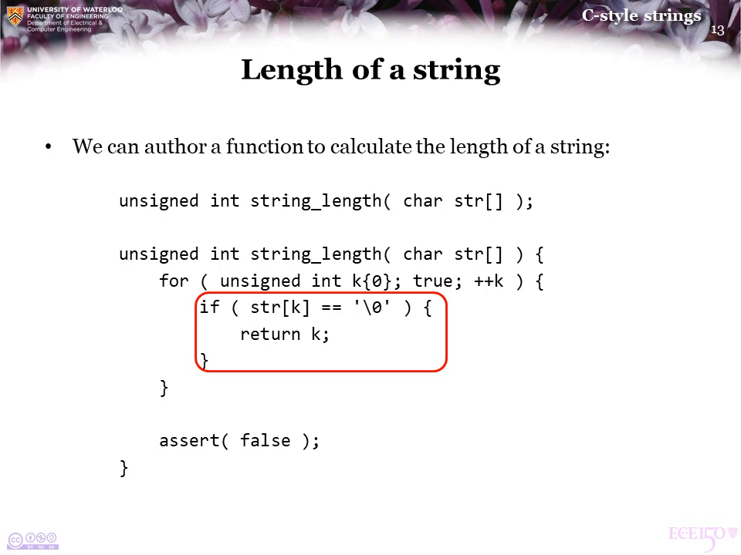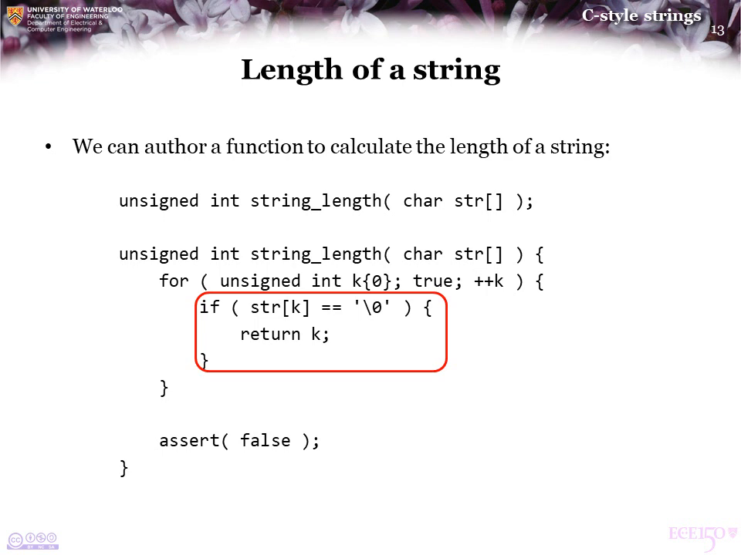Now, if the first character is not the null character, then we'll increment k, and then we will check the character at index 1. If the character at index 1 is the null character, that means that the character at index 0 was the only character before the null character. Consequently, the length of the string is 1. And so once again, the loop variable k is storing the length of that array.